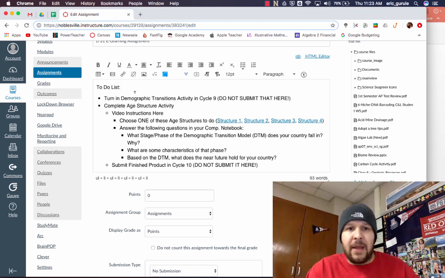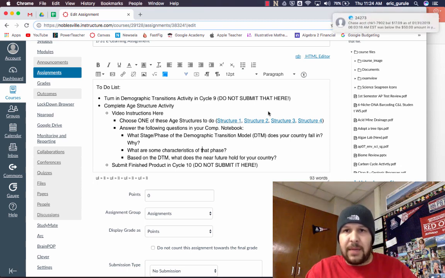Basically, you're going to be choosing one of these structures. One of them is Japan, one of them's Guatemala, one of them's Niger, and one of them is the United States. I don't remember which one's which, but don't worry about that. None of them are easier than the others, so just choose one. And you're going to do an age structure for each of those.